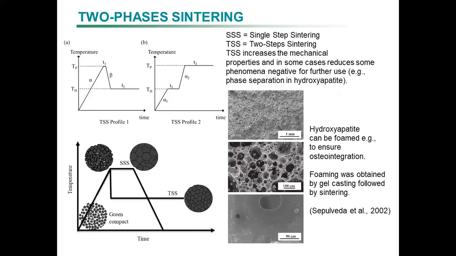Sintering can be done in two stages, in two steps. The first one at higher temperature, the second one at lower temperature, for example, or the reverse. What happens with that is that you increase the mechanical properties and you reduce some phenomena, for example, in hydroxyapatite, which is the material good for osteointegration.